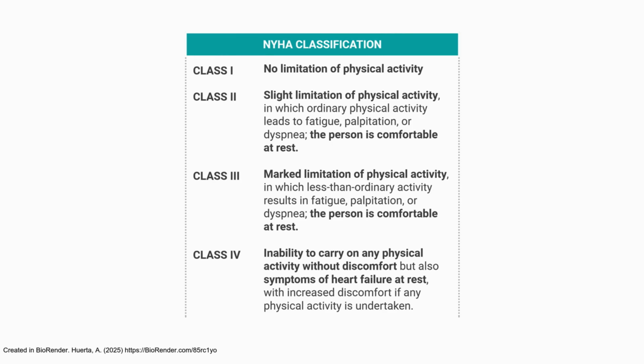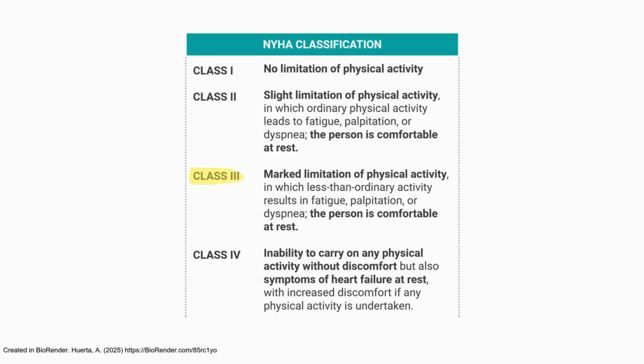We also have the New York Heart Association, and it's basically a classification that grades heart failure severity from class 1 to class 4. And it's based on how physical activity affects symptoms like fatigue, breathlessness, and palpitations. Here in class 1, we have no limitation of physical activity. In class 2, we have a slight limitation of physical activity and some symptoms like fatigue, palpitations, or dyspnea, and the person is comfortable at rest.